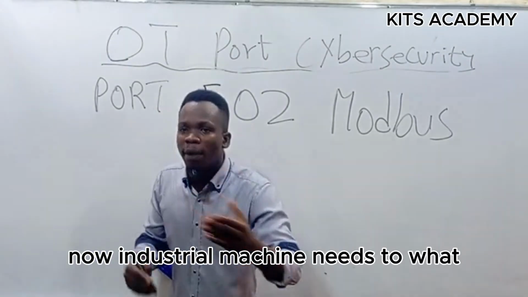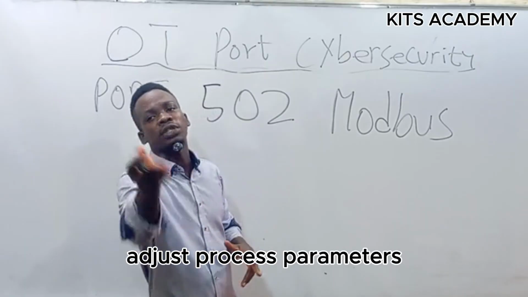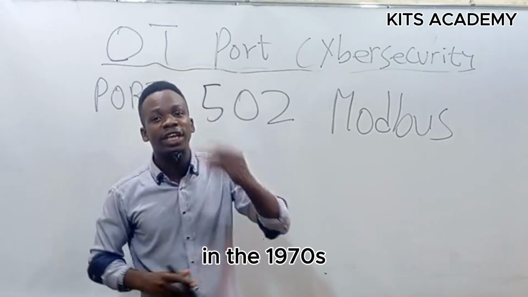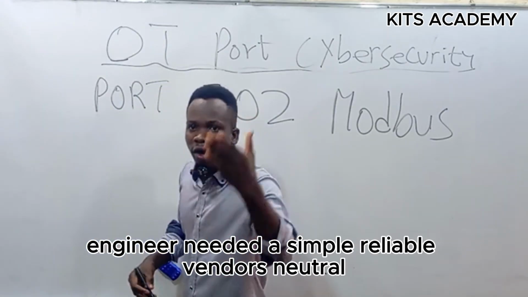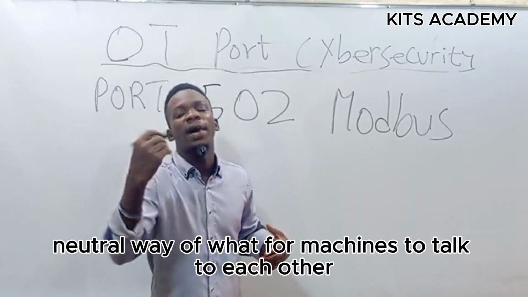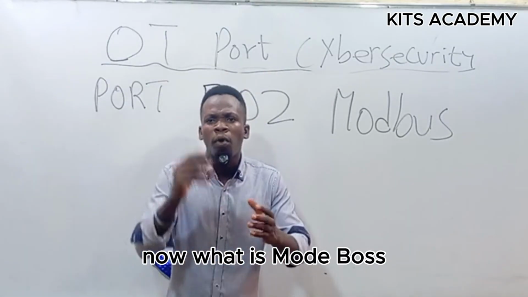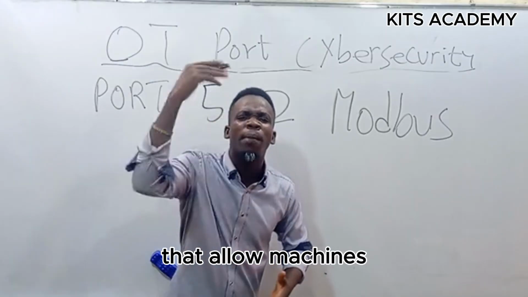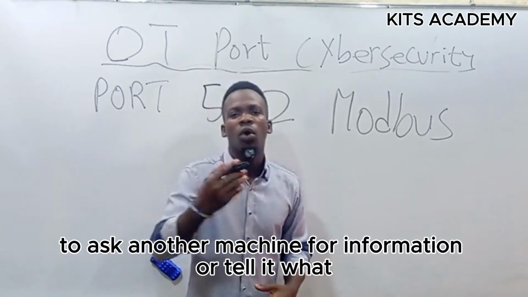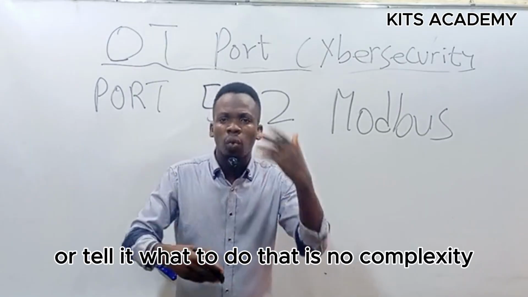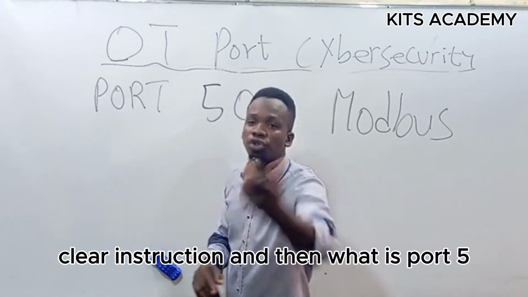exist? Industrial machines need to read sensor values, turn equipment on or off, and adjust process parameters. In the 1970s, engineers needed a simple, reliable, vendor-neutral way for machines to talk to each other, so they created Modbus. Modbus is a communication language that allows machines to ask another machine for information or tell it what to do. There is no complexity, no intelligence, just clear instruction.